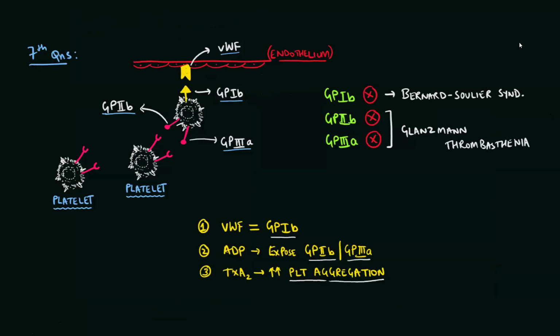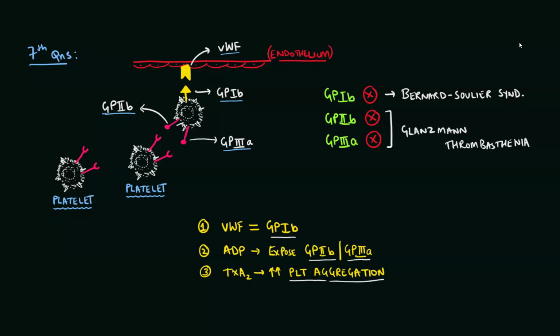The first step is that von Willebrand factor is given out by the endothelium, to which the GP1B on the platelet comes and binds. The second step is that the GP2B and 3A, which are present on the platelets, are exposed with the help of ADP, that is adenosine diphosphate. Now all the platelets nearby bind to these GP2B and 3A molecules, hence leading to primary platelet plug formation. This takes place with the help of thrombin as well.